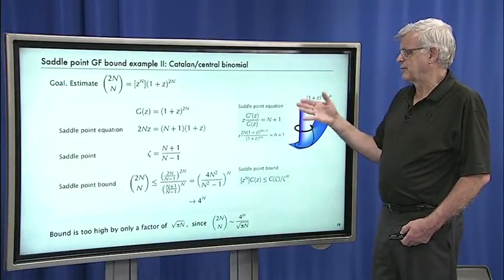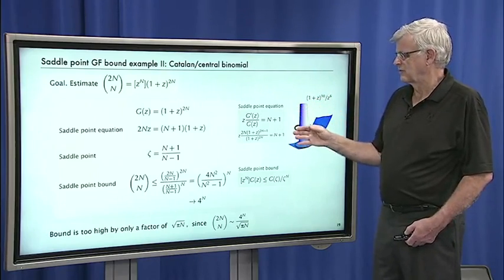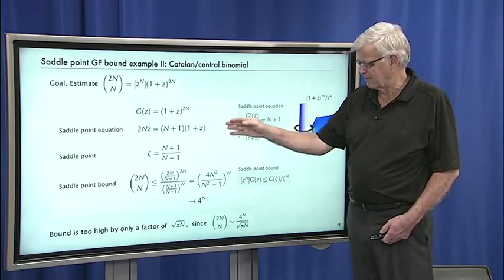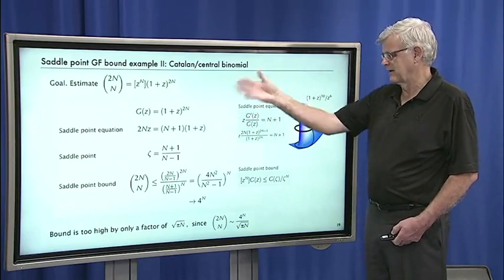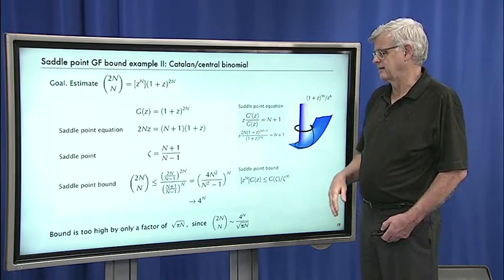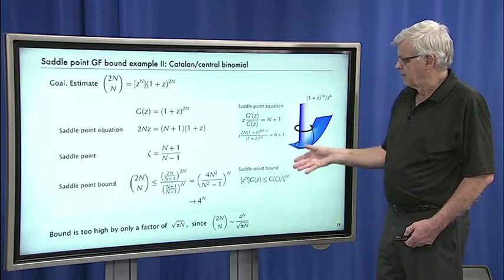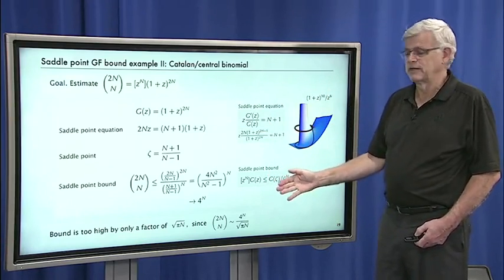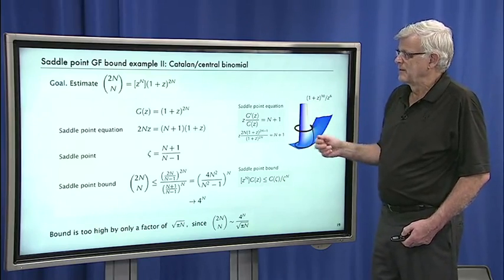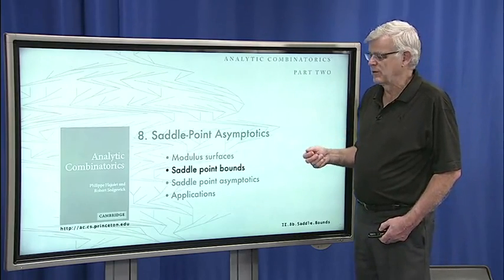It's a simple method for estimating the value of coefficients just by determining the saddle point and then plugging in that value to the function, divided by that to the nth power. And it's off by a little bit, but not much considering the exponential growth. That's the development of saddle point bounds.